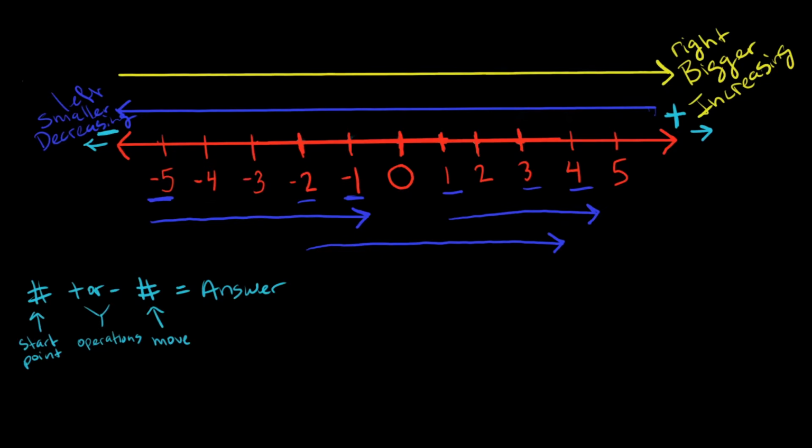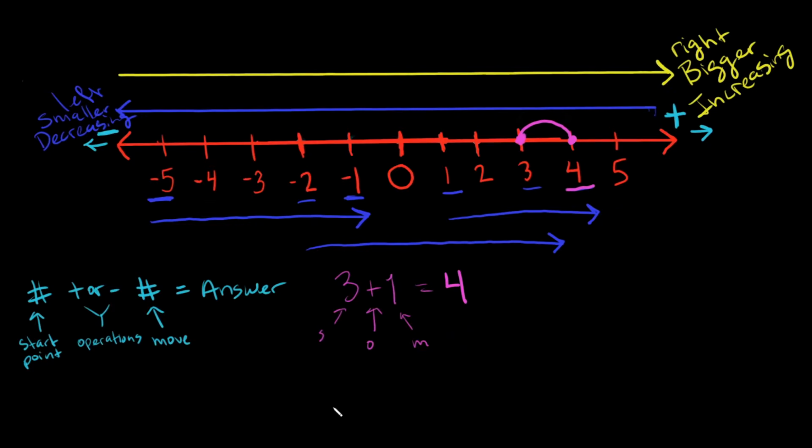If I asked you, what is 3 plus 1? Well, remember, that's your start, that's your operation, that's your move. So we start at 3, and then you move over once, in the positive direction because we're adding. Where did we land? We landed on 4. So 3 plus 1 is equal to 4. That's how the number line helps us out when we're adding numbers.